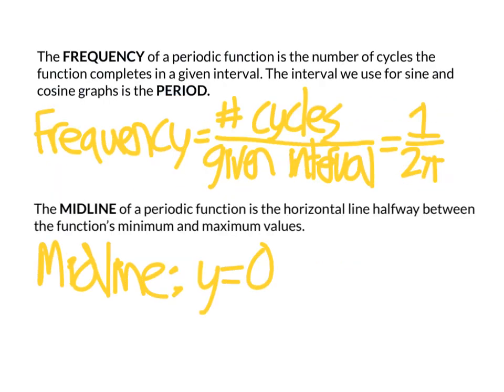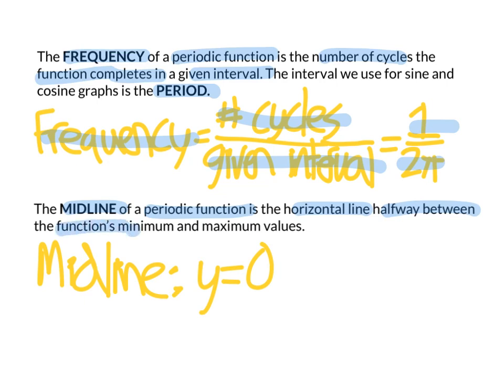Now what goes along with period is frequency, and the frequency of a periodic function is the number of cycles that the function completes in a given interval. The interval we use for sine and cosine graphs is the period. Therefore, the frequency equals the number of cycles over the given period, or 1 over 2 pi. We also know that the midline of a periodic function is the horizontal line halfway between the function's minimum and maximum values, with the usual midline being y equals 0, because halfway between a max of 1 and a minimum of negative 1 is 0.